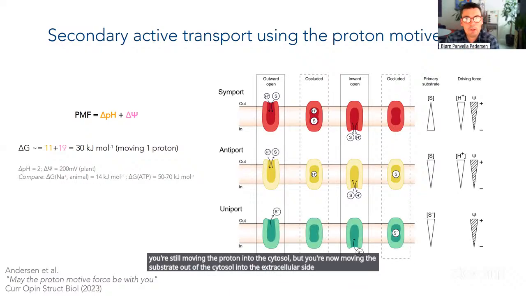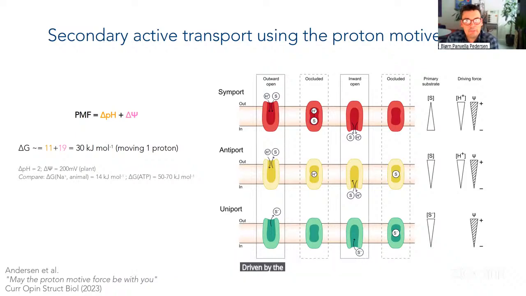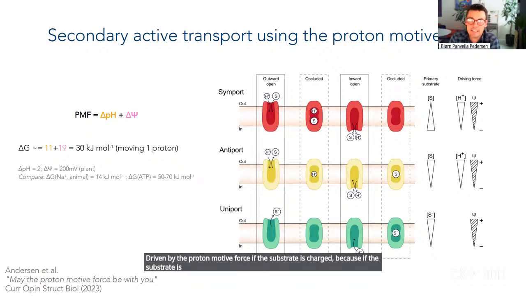And you can have Uniport, which is also driven by the proton motive force if the substrate is charged, because if the substrate is charged, for instance, negatively charged, then the membrane potential will help to determine where the substrate is going. It's not only the chemical concentration gradient.